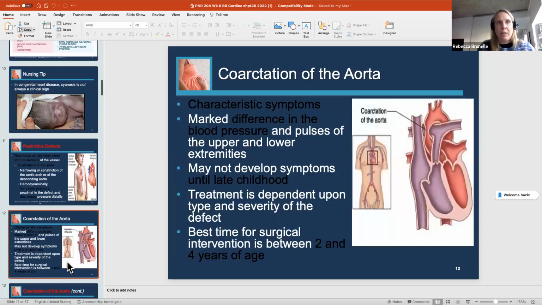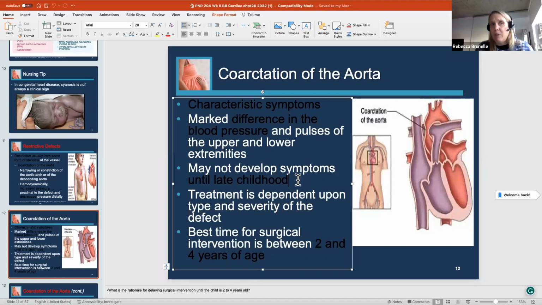So the coarctation of the aorta is the narrowing of the aorta. So there's the problem with getting blood flow out to your lungs. I'm sorry, not out to your lungs, out to your body. So this one, depending on the severity of the narrowing, they might not have symptoms early in life. They might be later childhood, even adolescence, before they have symptoms.